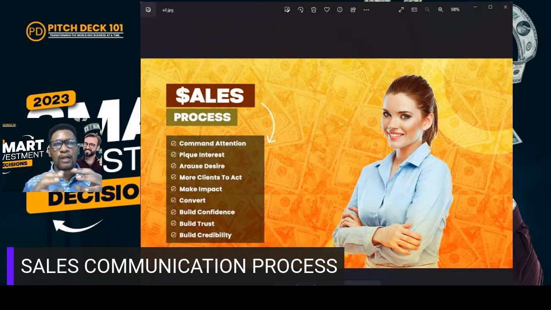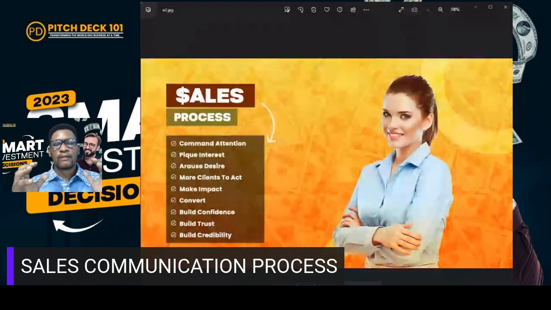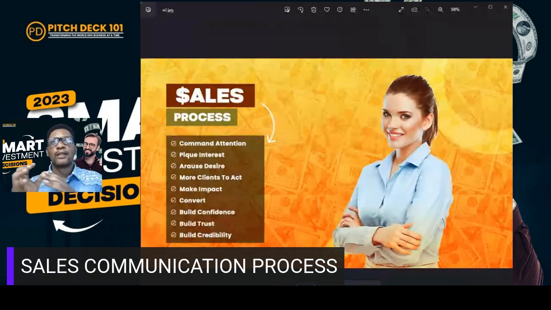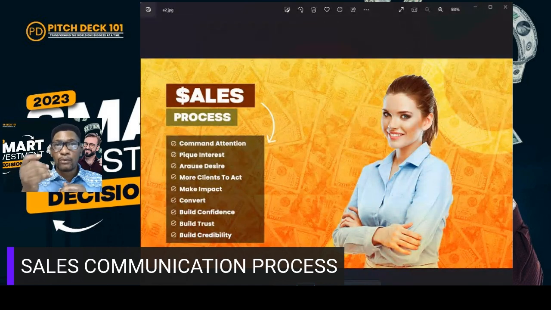And the third is arouse desire. The fourth is move the client into action. And here is where we talk about the 5-second rules of sales communication, because all of these things you want to accomplish in the shortest window possible. As we go deeper into sales communication processes, I will help you to better understand these techniques that we're talking about. So once you command attention, pique interest, arouse desire, move the clients into action, the next step you want to be certain that you have everything set up to make impact.